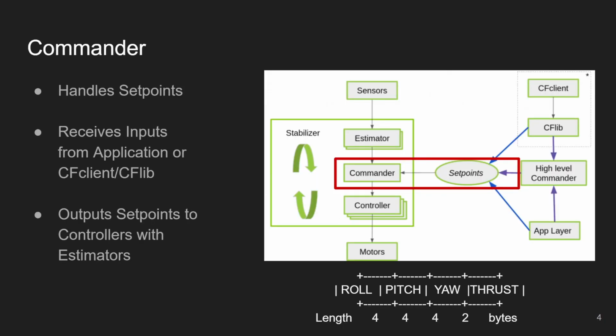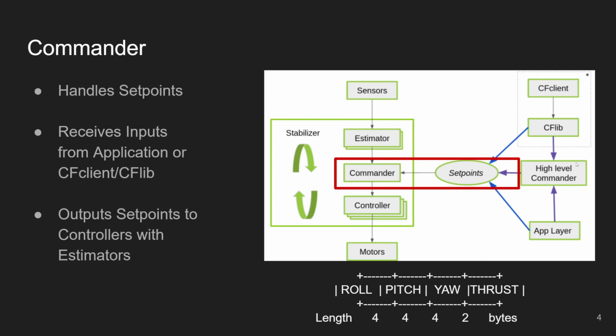So the first thing that we'll go over is the commander. The commander works on handling the set points. It receives set points from this CFlib, which communicates through the front end of the CF client that you may be familiar with interacting with, and that'll send set points. Or there's also this app layer that'll send set points, and these two blue arrows are the typical ways they go through. So that could be a Python script, or generally flying the drone through the client, anything like that.